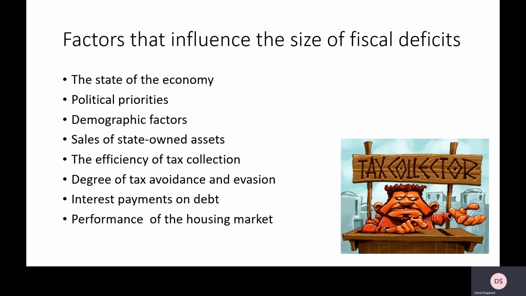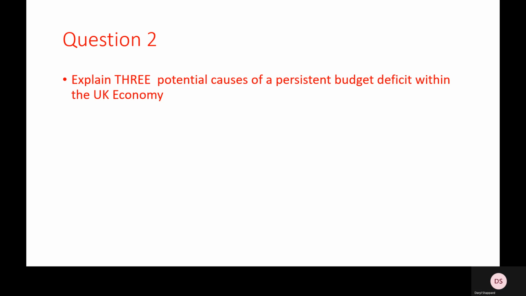Right, moving on then, everyone. What I would now like to think about is question 2, and I've put here: explain 3 potential causes of a persistent budget deficit within the UK economy.